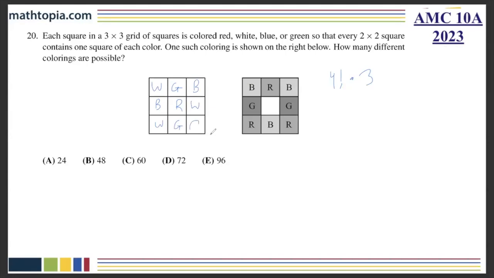And then this last square is determined by these three. We already colored them in, so it just becomes blue. And there are 3 different ways to do that after we do the first 4 factorial. So we just evaluate this to get the number of different colorings possible. And 4 factorial is just 24. 24 times 3 is 72, and that's choice D.